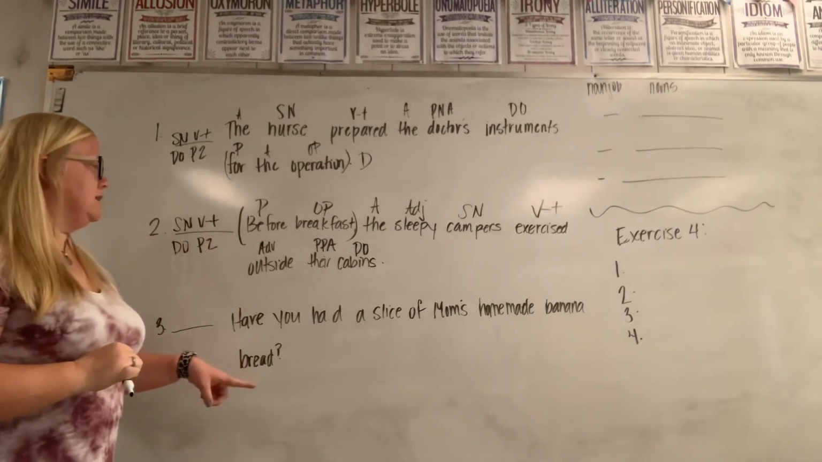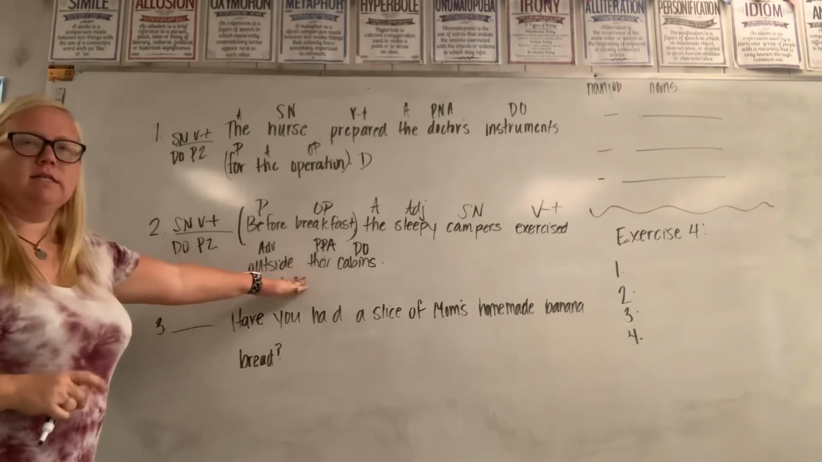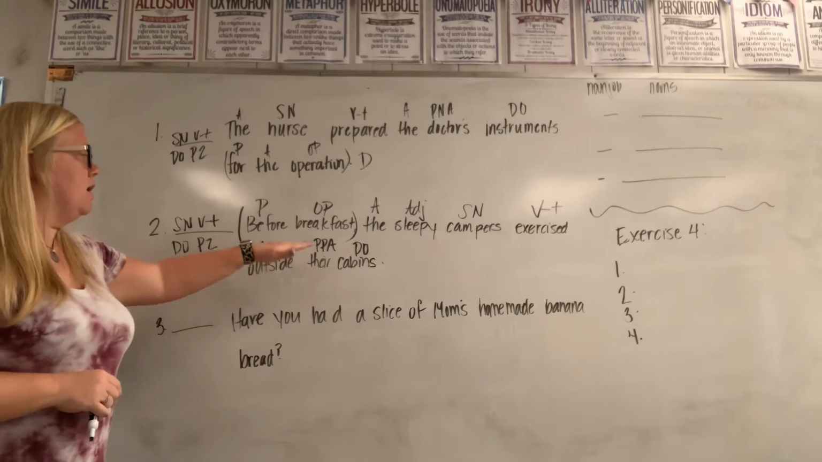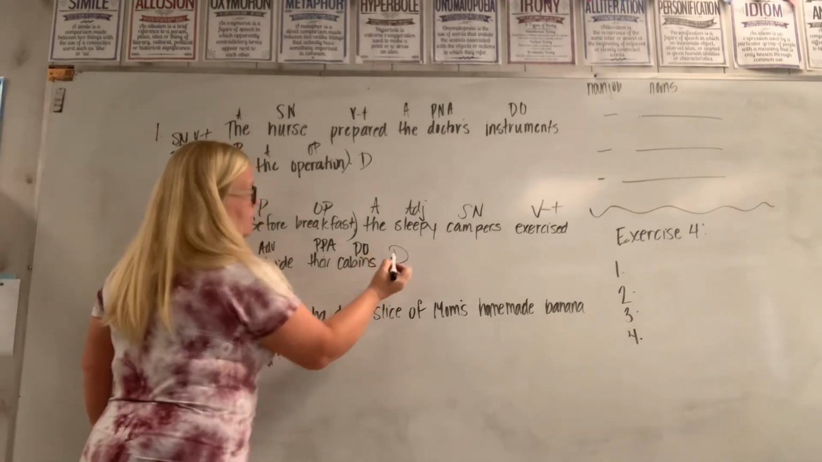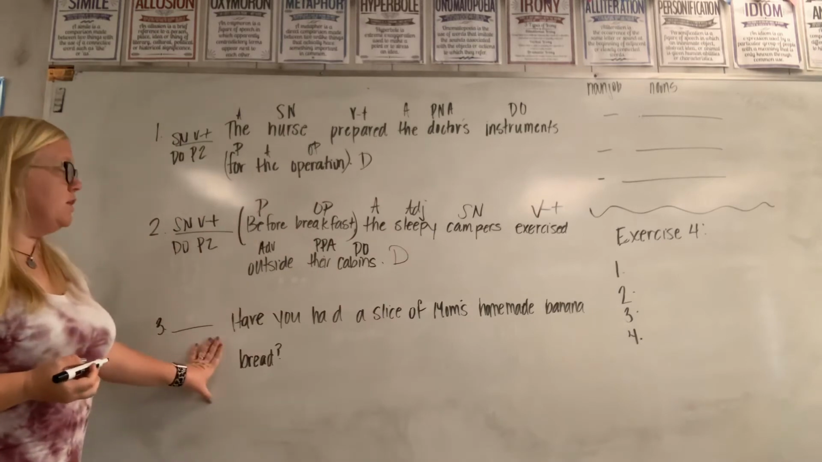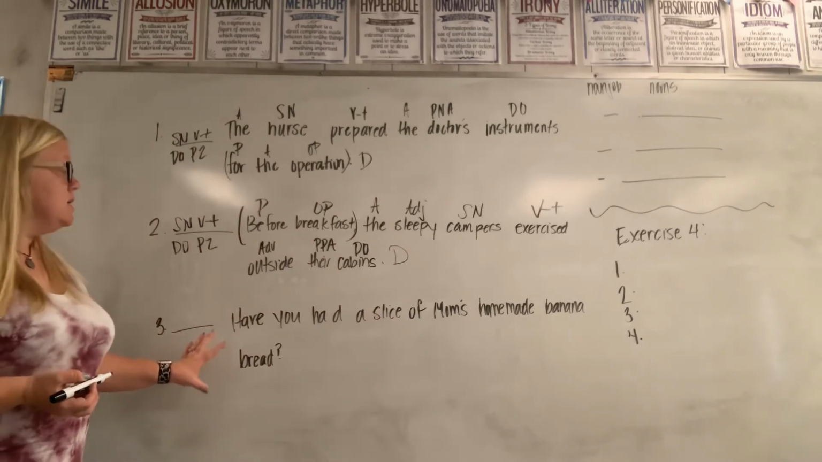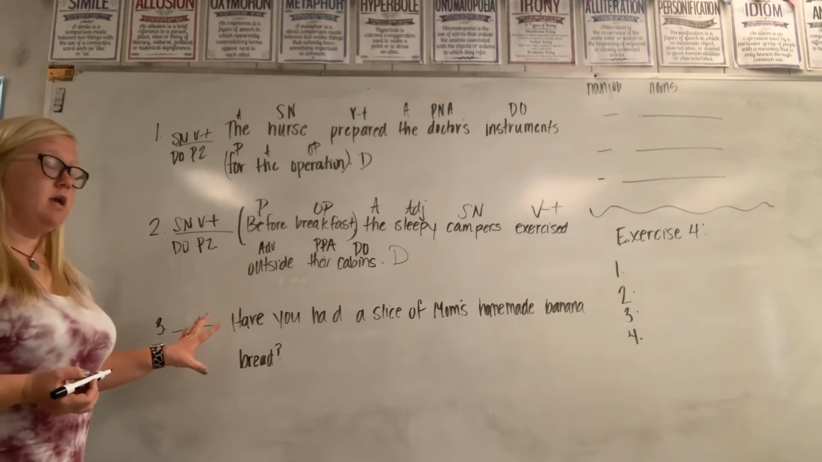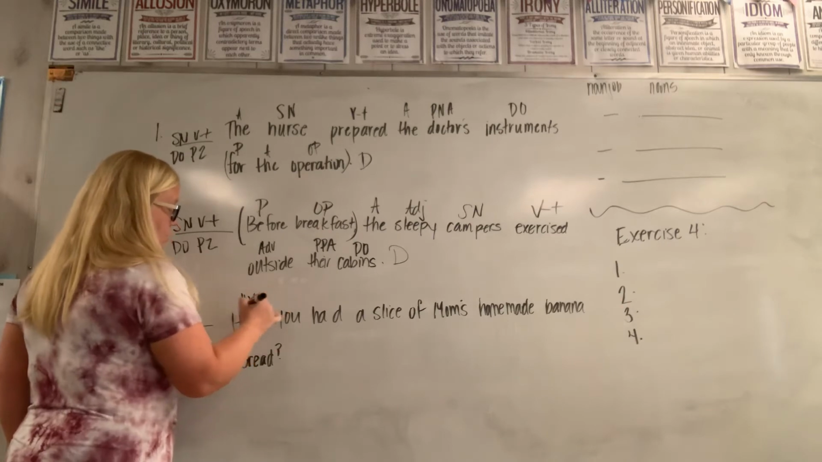All right, let's look at number 3. Have you had a slice of Mom's homemade banana bread? Oh, I'm sorry. I didn't tell y'all what kind of sentence this was. Let's go back to this one real quick. This sentence is a statement, so it makes it a declarative, okay? Now, if we look at this sentence, it's asking a question. And so anytime a sentence has a question, it always starts out with a helping verb, okay?